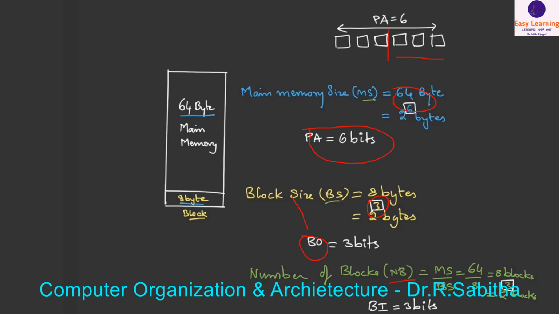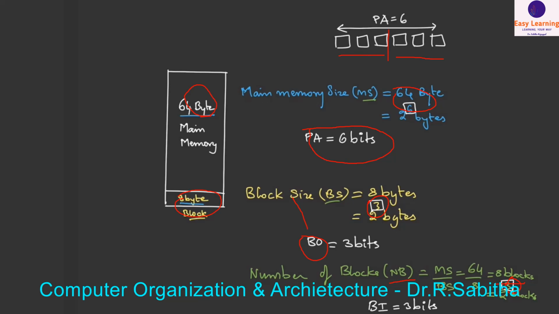Memory size is 64 bytes. Here we have 64 bytes, and divided by your block size, which is 8 bytes, 64 by 8 is 8 blocks, and it is 2 power 3. So totally we need 3 bits. So this will be your block index.